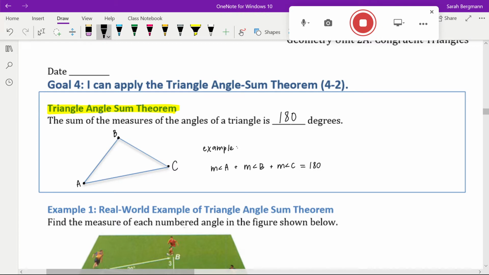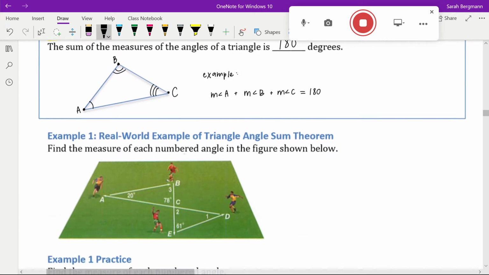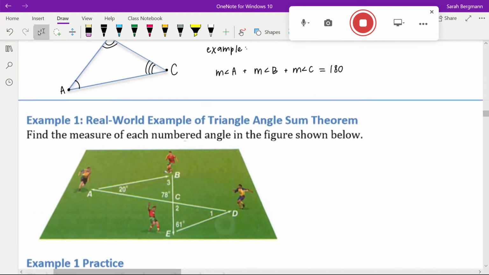For example, with this triangle ABC, the measure of angle A plus the measure of angle B plus the measure of angle C must equal 180. I'll show you how to use this in this example below.